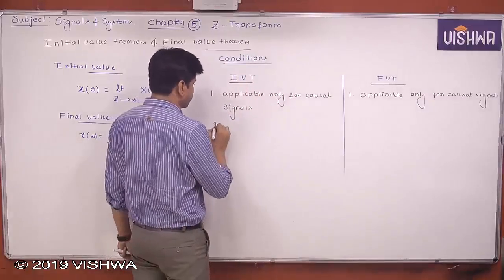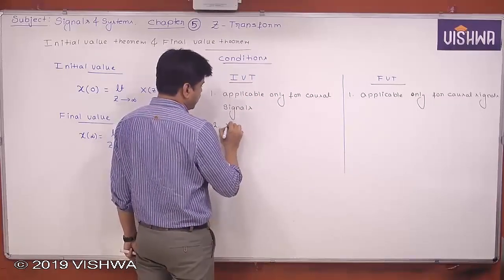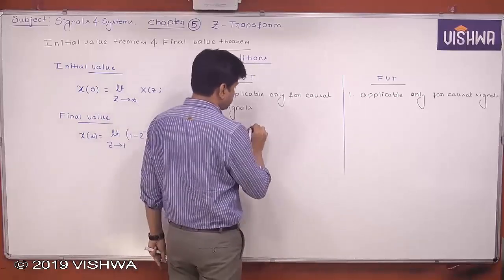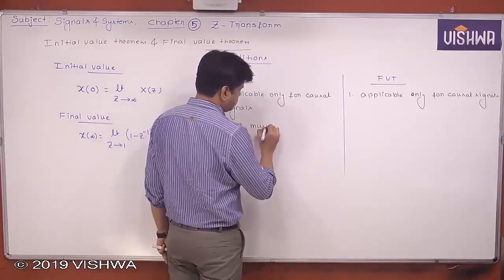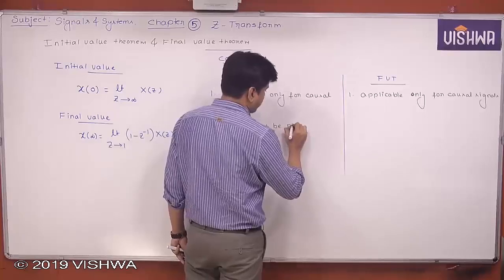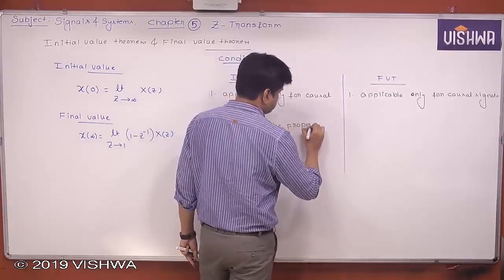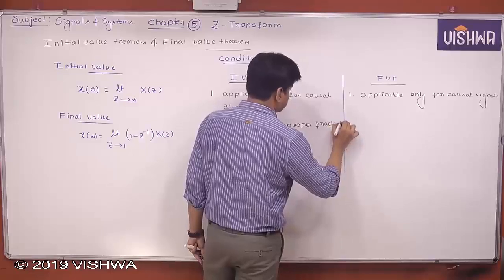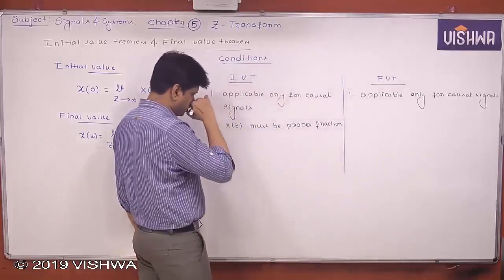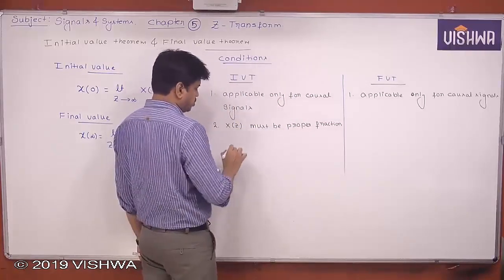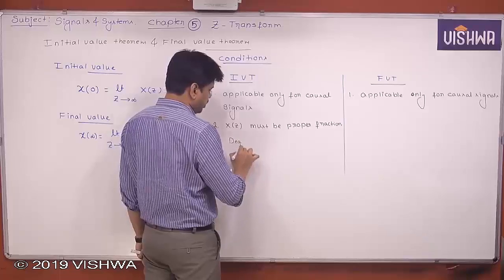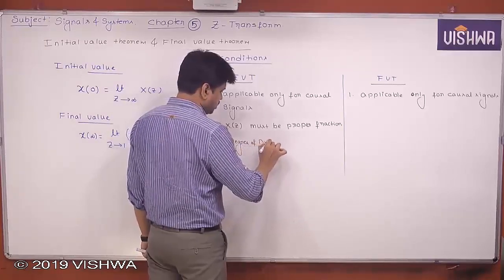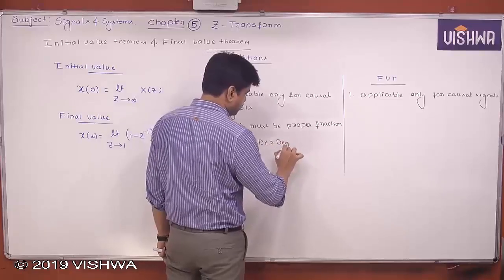Next, second point. X of z must be a proper fraction. Must be a proper fraction. What do you mean by that? So the degree of the denominator is greater than the degree of the numerator.